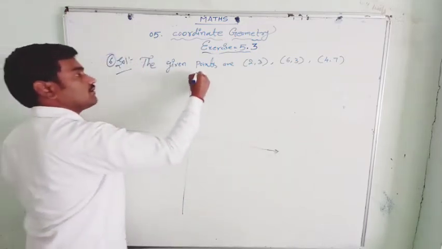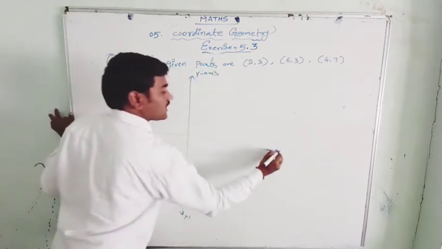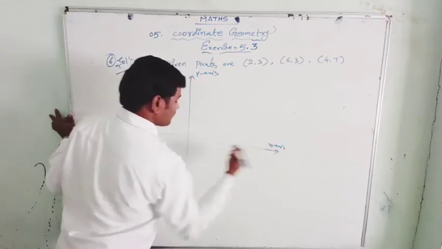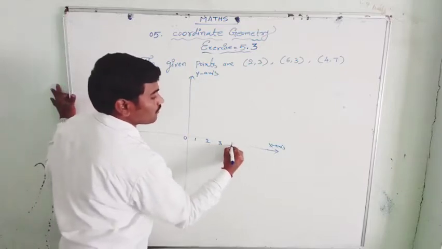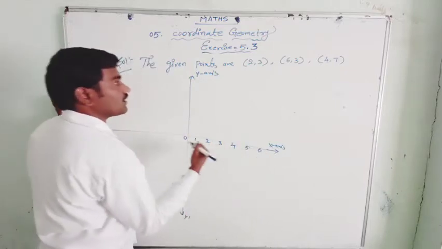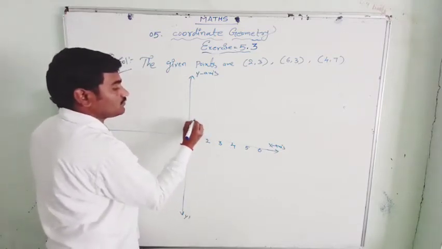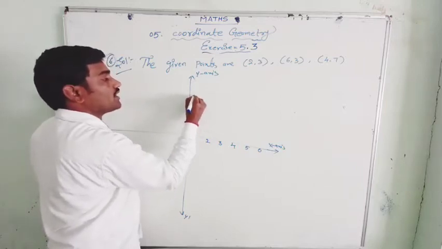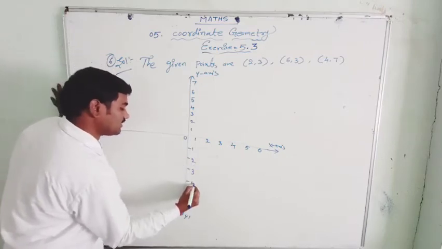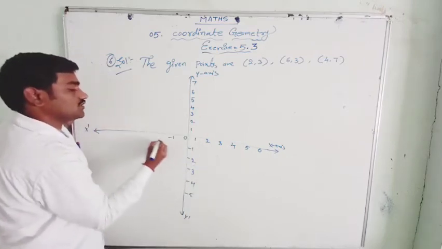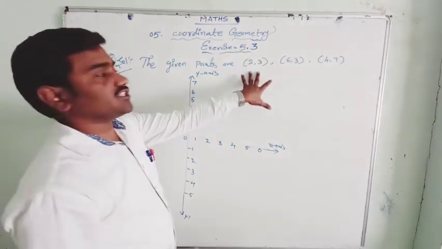X dash, y axis, y dash, x axis. 0 horizontal point. Here 1, 2, 3, 4, 5, 6, and for the y value we require a maximum of 7. 1, 2, 3, 4, 5, 6, 7. Minus 1, minus 2, minus 3, minus 4, minus 5. We don't have negative values in this, so we write only some points. Finished. Now try to locate these points.